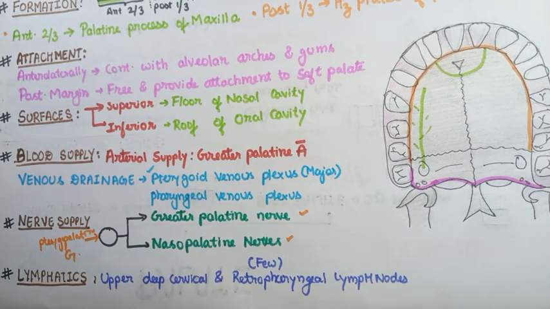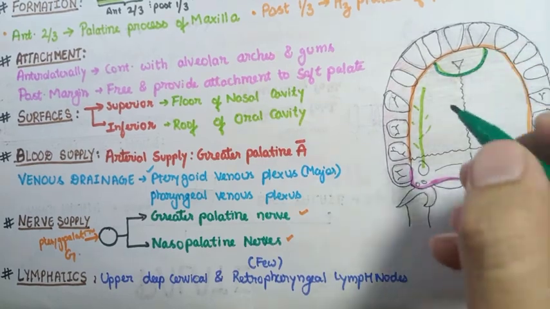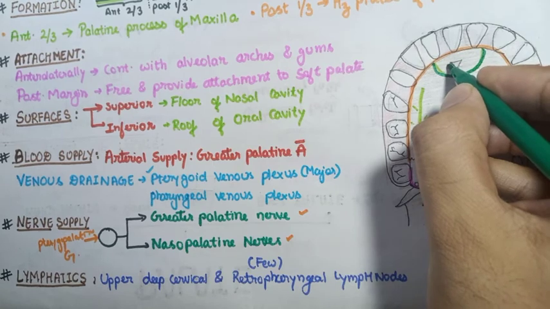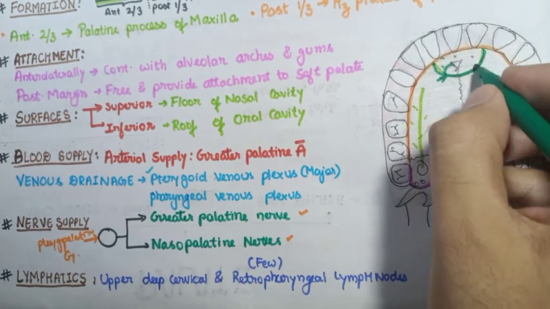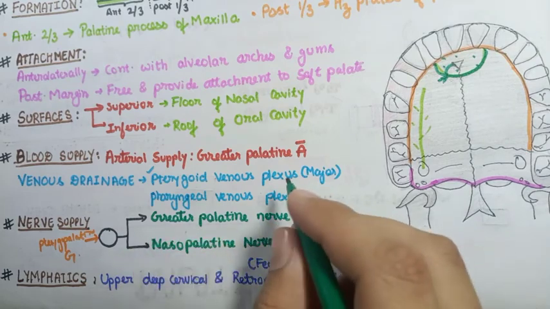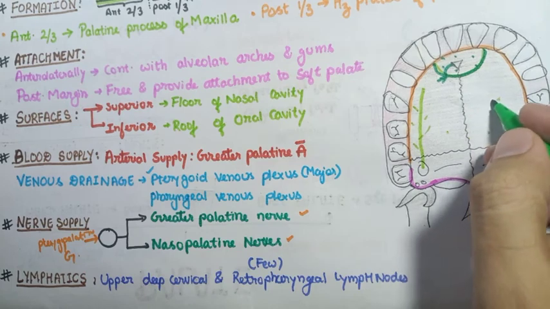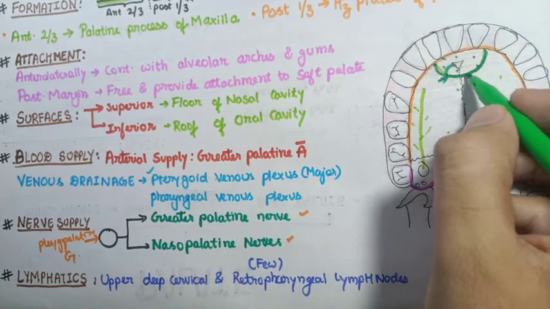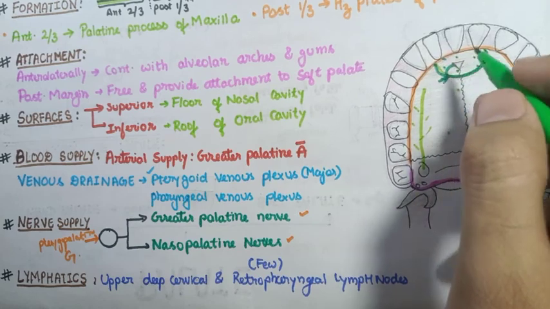So let's show it with a different color. This is the area of the premaxilla or the primitive palate that is supplied by the nasopalatine nerve. Nasopalatine nerves originate from here. So this area is supplied by the nasopalatine nerves, while all the rest of the area is supplied by the greater palatine nerve. Only a small portion of the premaxilla and the first four incisor teeth is supplied by the nasopalatine nerves.